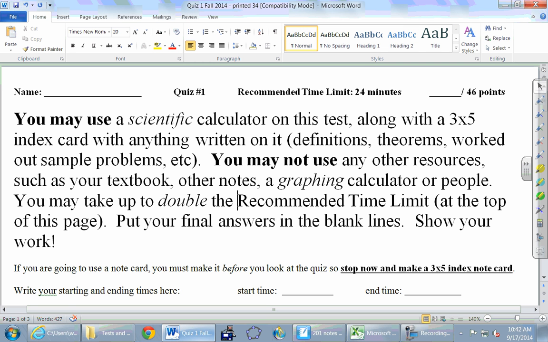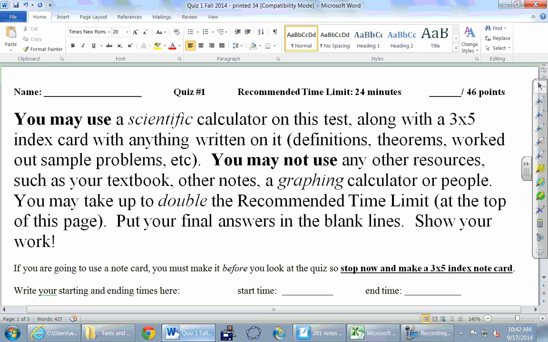You can also use a 3x5 index card with anything written on it you want. Definitions, theorems, problems worked out, lyrics to your favorite jam, anything you want. Something to keep you motivated through this take-home quiz, but you got to make sure you make that index card before you start the quiz, right? It's not about like, look at the quiz and then decide, okay, apparently I need these tools, so make the index card first. You cannot use any other resources like your textbook, other notes, a graphing calculator, or people.